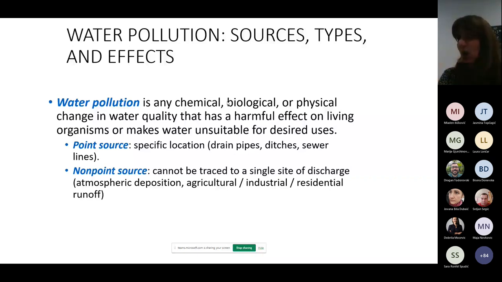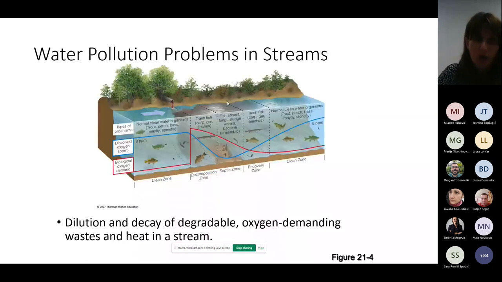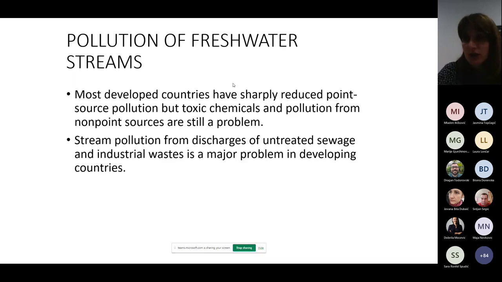Water pollution is definitely also a problem. One of the hotspots of water pollution is in my country, for example. And water pollutants are a problem because they can be point source and non-point source. And here is an example of dilution and decay of degradable oxygen demanding waste and heat in streams. For example, different zones which are formed downstream from this point source. And this is a typical image of some point source in our region. So most developed countries very sharply reduced point source pollution, but toxic chemicals and pollution from non-point sources are still problems. So this is something that we are going to face very soon.